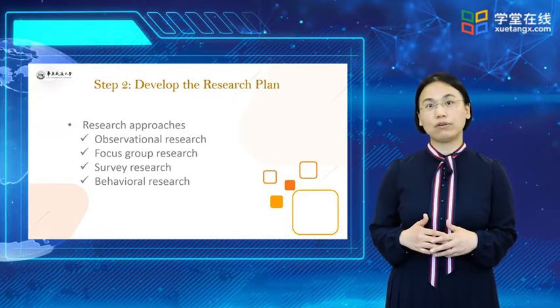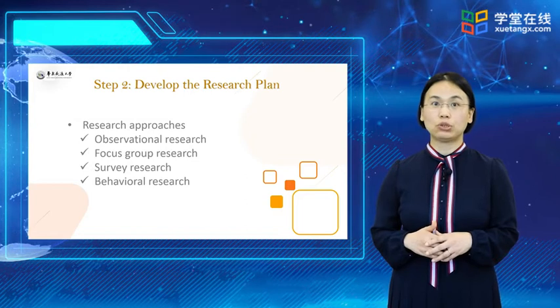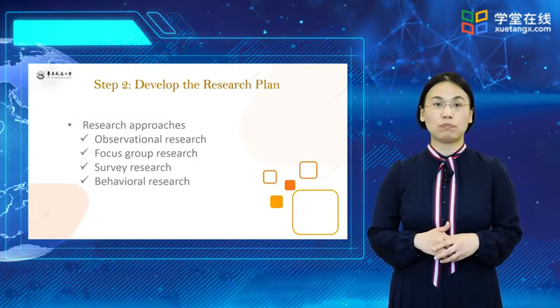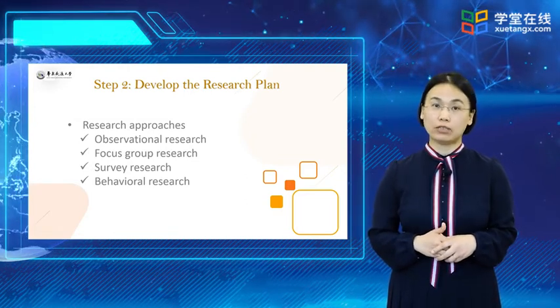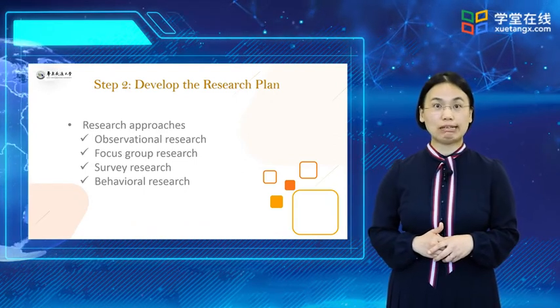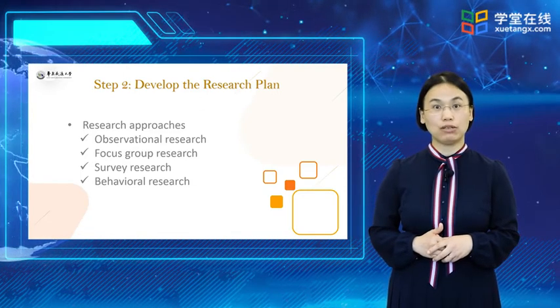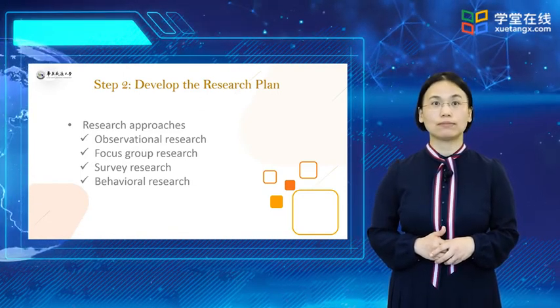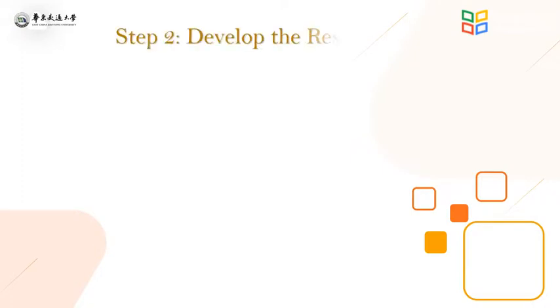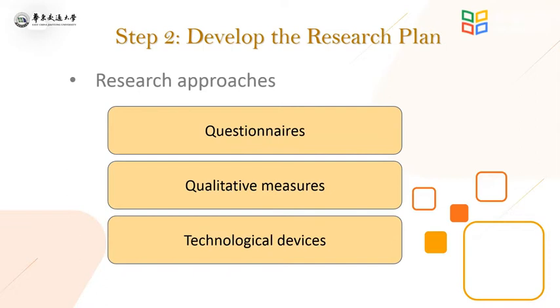The most scientifically valid research is experimental research, designed to capture cause-and-effect relationships by eliminating competing explanations of the findings. If the experiment is well designed and executed, research and marketing managers can have confidence in the conclusions. Marketing researchers have a choice of three main research instruments in collecting primary data: questionnaires, qualitative measures, and technological devices.